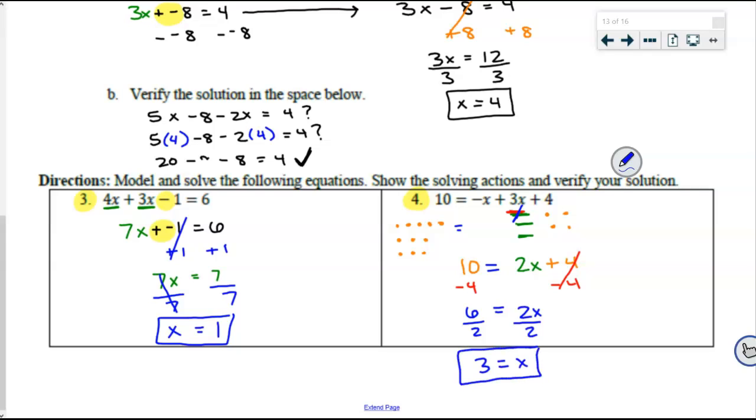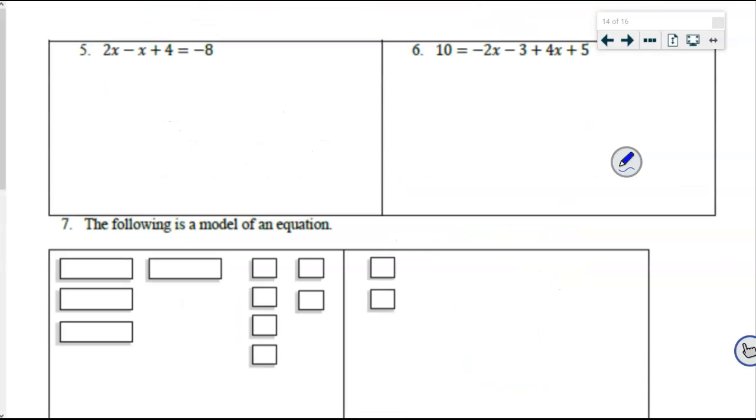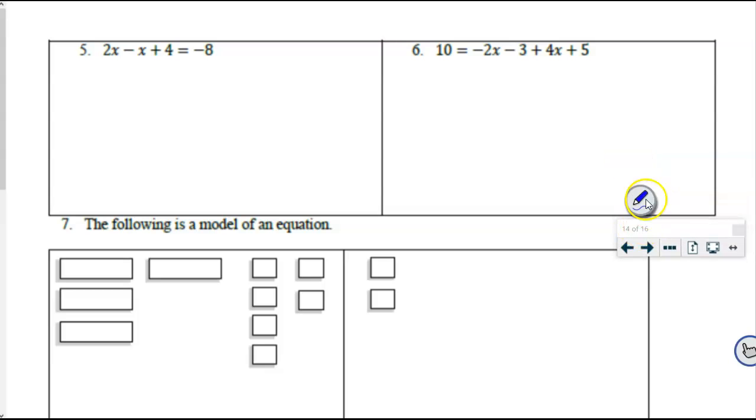As I walked around the room and commented on your paper, if I commented on your paper, do you see your mistake? Do you see what you need to be doing differently? Okay, so here's some more, 5 and 6. With your groups, model if you need to, but let me just review one last time what it is that we're doing.